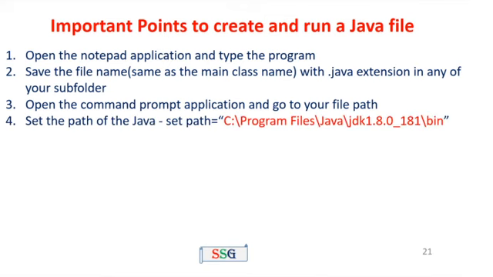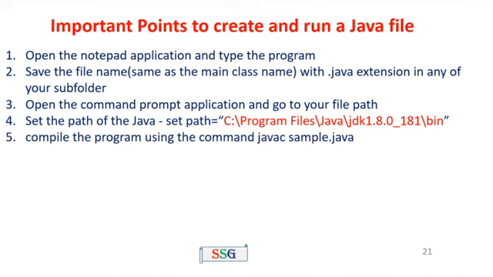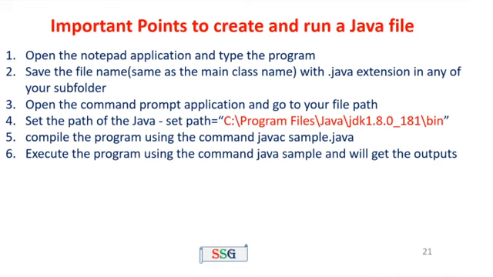Set the path of your Java, that is, set path equal to C program files Java JDK and bin folder. Compile the program using the command javac space sample.java. Execute the program using the command java space sample and we'll get the outputs.